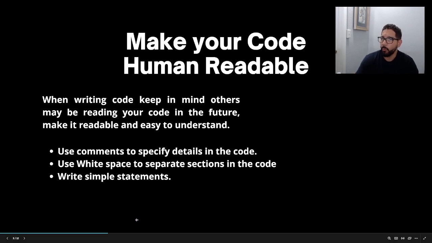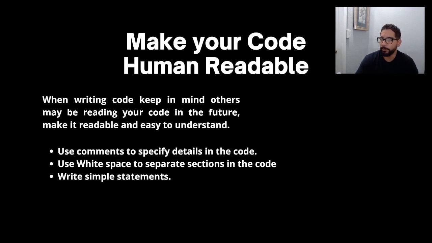So how can we make your code human readable? The code that you write will be read by other developers and people in the field, and you want the code to be easy to understand and future-proof to a certain extent. So it says here, when writing code, keep in mind others may be reading your code, and you want to make it easy and readable for the users. It's important to use comments, separate the code into blocks with white space, and just keep it simple.